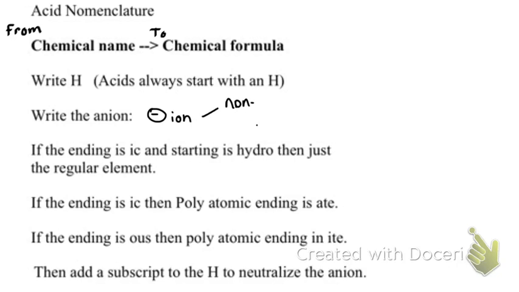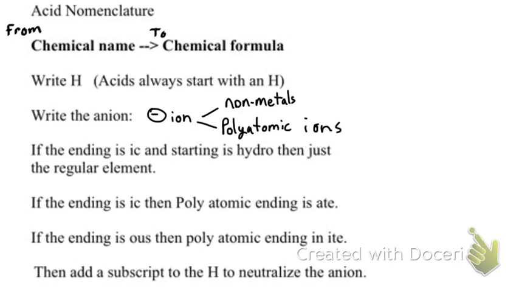nonmetals or they can be polyatomic ions. So those are the two different anions that we could have.